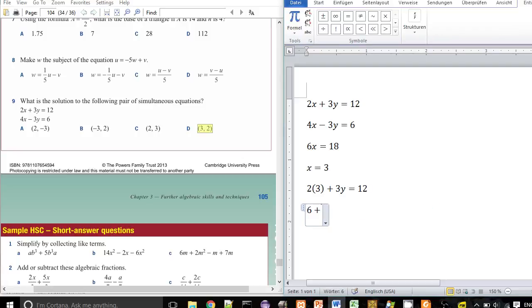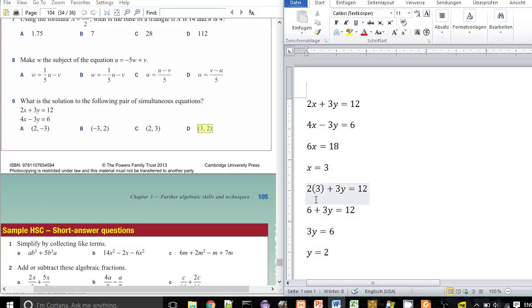So 2 times 3 is 6, plus 3y is 12. Okay, we need to get rid of the 6, so minus 6. So 3y equals 12 take away 6, which is just 6. Okay, 3 times what is 6? It'd have to be 2. Again, please use common sense.